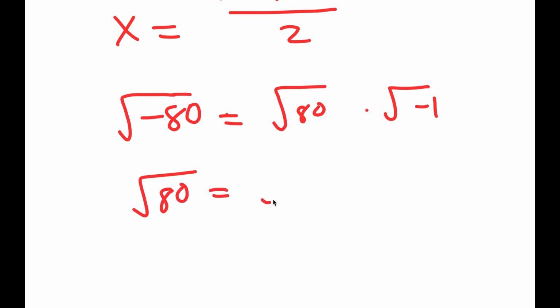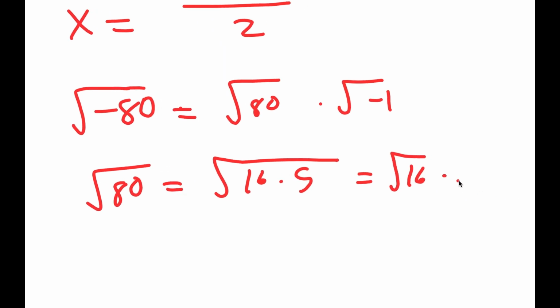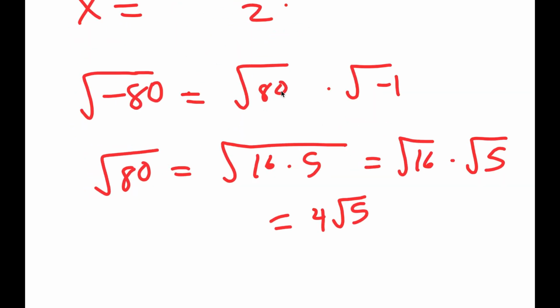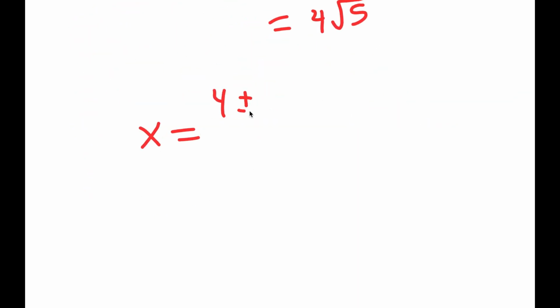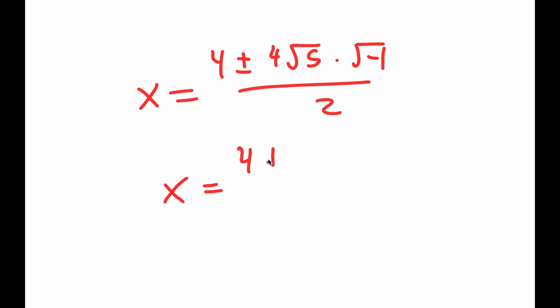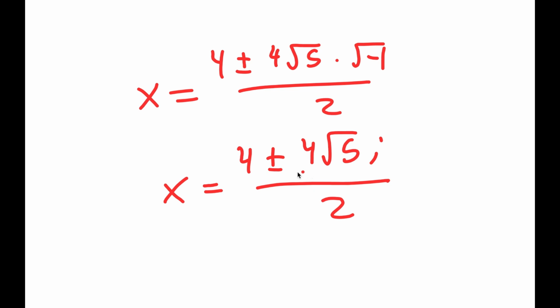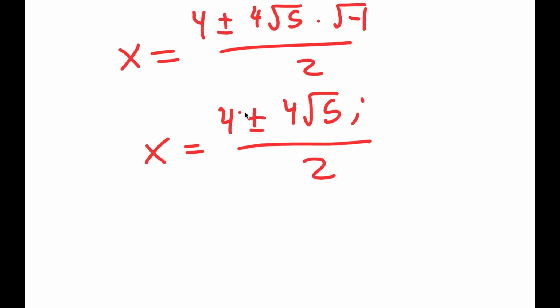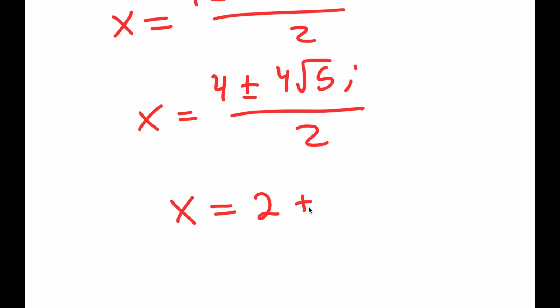So the square root of 80 is equal to the square root of 16 times 5, which is equal to the square root of 16 times the square root of 5, which is equal to 4 root 5. So I get x is equal to 4 plus or minus 4 root 5 times the square root of negative 1, over 2. And if you didn't already know, the square root of negative 1 is equal to the imaginary number i. So I get x is equal to 4 plus or minus 4 root 5i over 2. Now I can divide both these terms by 2, so I get x is equal to 2 plus or minus 2 root 5i.